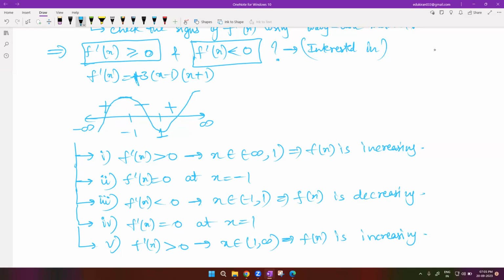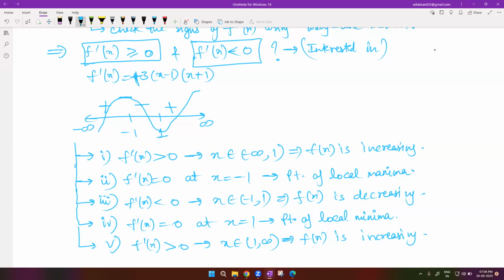This is at x equals -1, sorry. This will give me the point of local maximum. And this will give me the point of local minimum. So I can clearly see that my f dash x is changing the sign. It definitely means that I'm getting some extreme points.